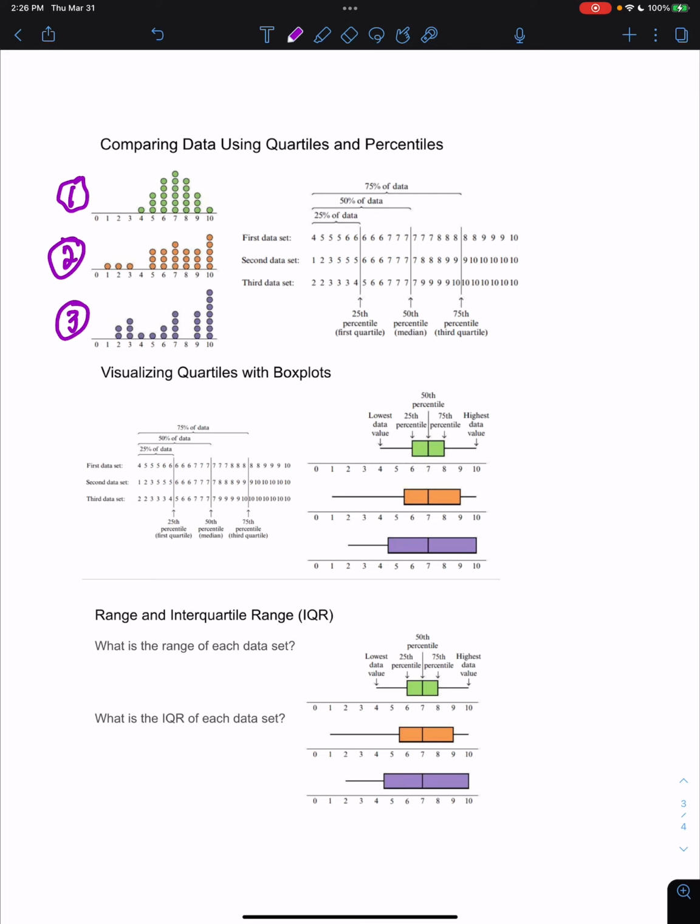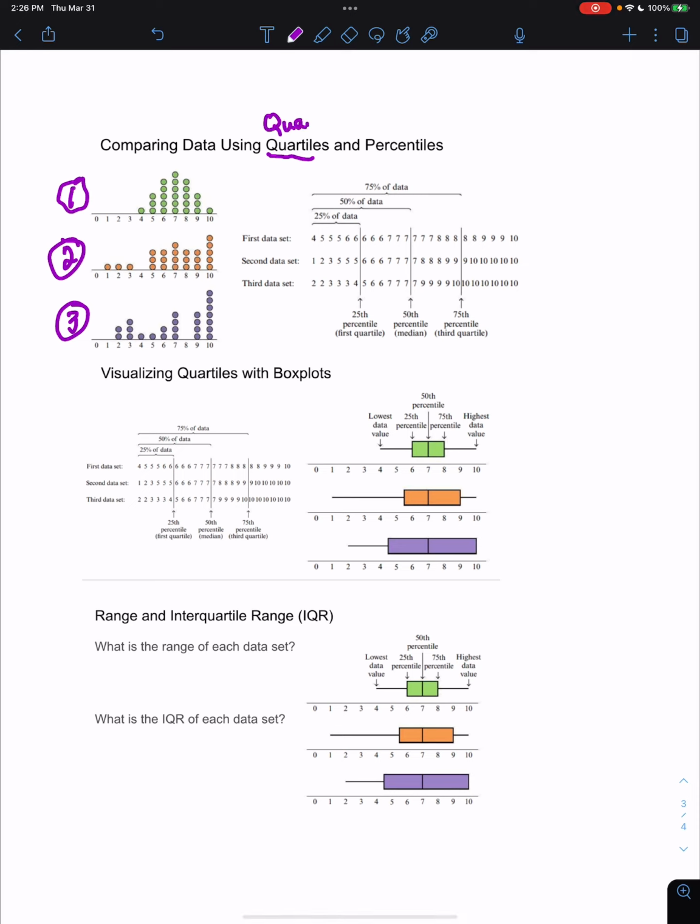And one way to look at them is by looking at their quartiles. Now, quartile starts with a prefix that looks a lot like quarter. And that's because it has to do with breaking. We're going to break the data into 4 pieces. Okay, and they're called quartiles.